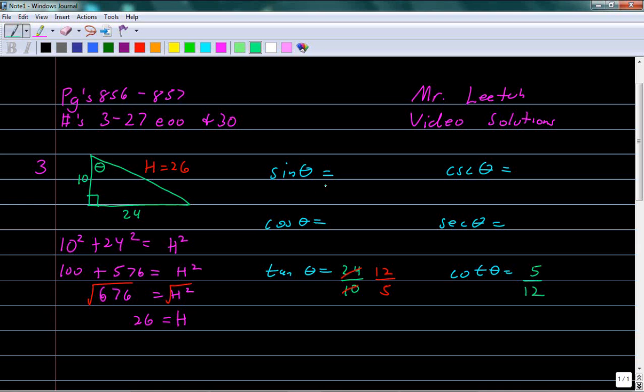Using that, we're going to solve for sine. So sine is opposite over hypotenuse, or 24 over 26. That will reduce to 12 over 13. And because we know that the sine of theta is 12 over 13, its reciprocal function is 13 over 12. For cosine, it's adjacent over hypotenuse, or in this case 10 over 26. If we reduce that, we will get 5 over 13. And therefore the secant will be the reciprocal, which is 13 over 5.